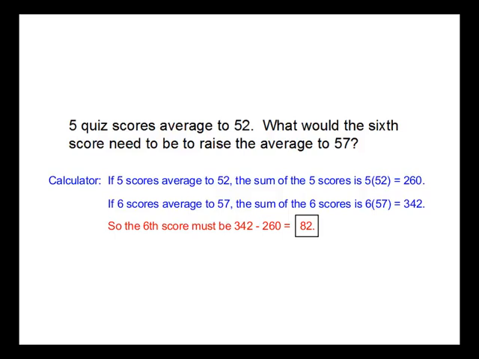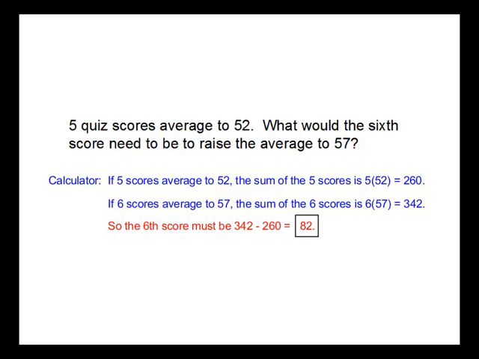I still like the idea of doing a common sense check. There's always that chance that you plug in the wrong number into a calculator and you get the wrong answer as a result. So I like to think to myself, does it make sense that the 6th score would have to be that much higher? It's 30 points higher than the rest of the scores' average. In other words, that person's really screwing up the curve in this class.